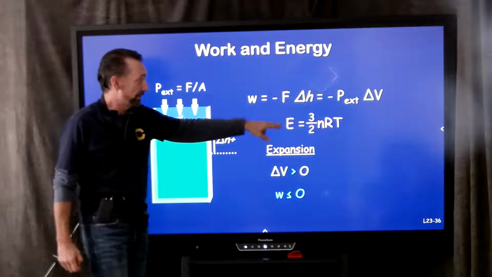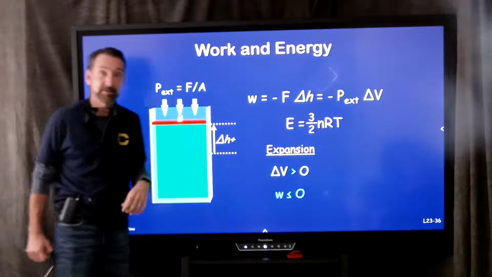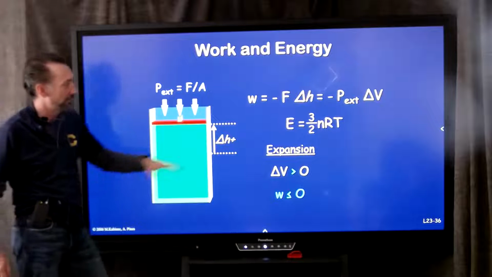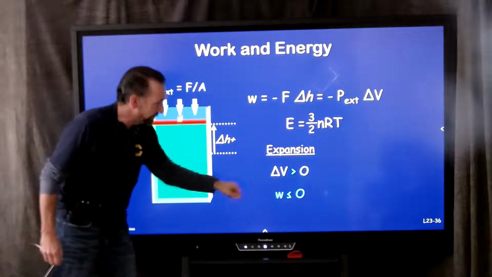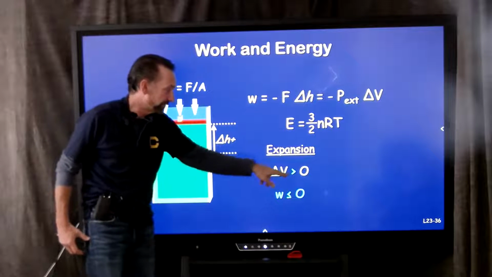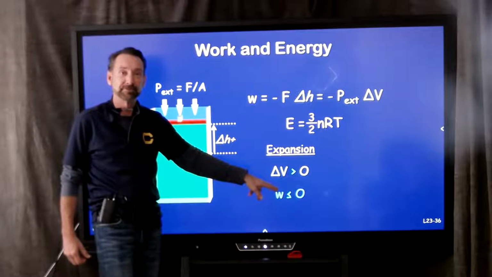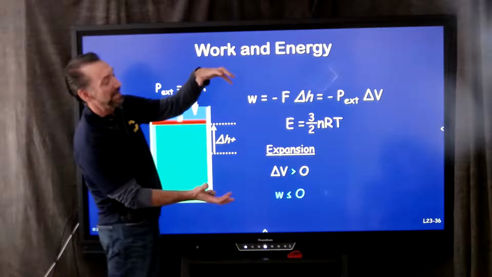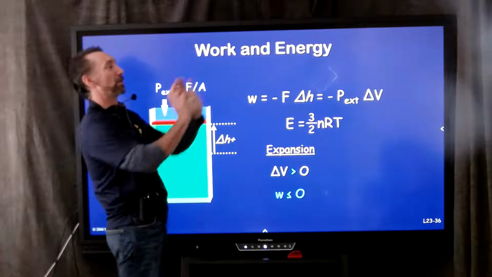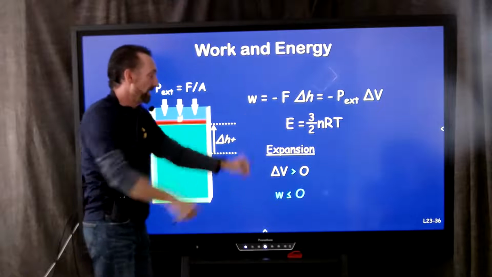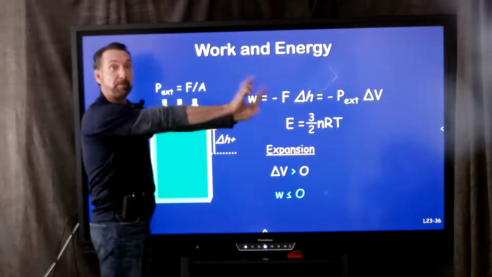We know the energy of the system, if it's a gas per mole, is 3/2 RT. So we can look at these changes. If delta V is positive, then the work is negative. If you expand, the system is doing work, so its internal energy must go down, its volume goes up.